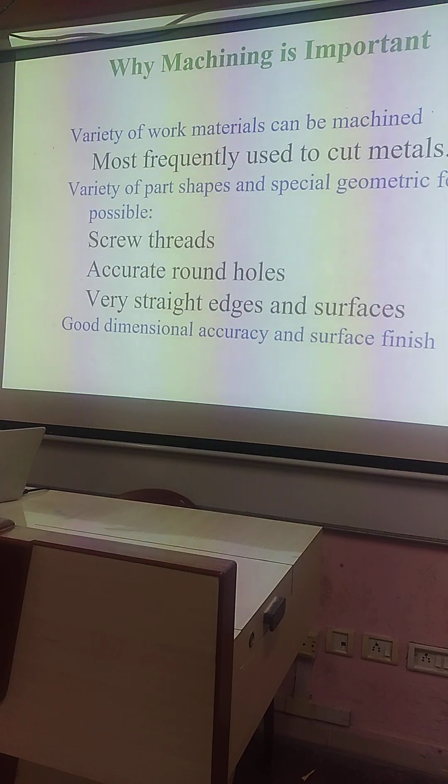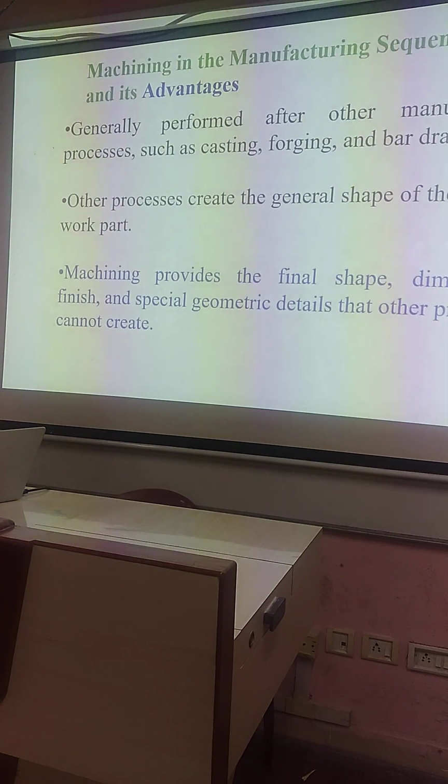Why is machining important? A variety of raw materials can be machined. It is most frequently used to cut metals. A variety of parts, shapes, and special geometric features are possible: screw threads, accurate round holes, very straight edges and surfaces. Good dimensional accuracy and surface finish.